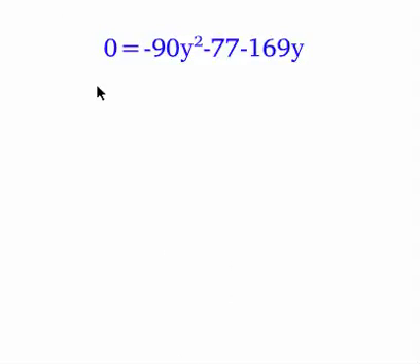Welcome to solving second-degree equations with factoring. Now I want to solve for y, and to do that I'm going to factor this. So now the first thing I want to do is see if there's a common factor.